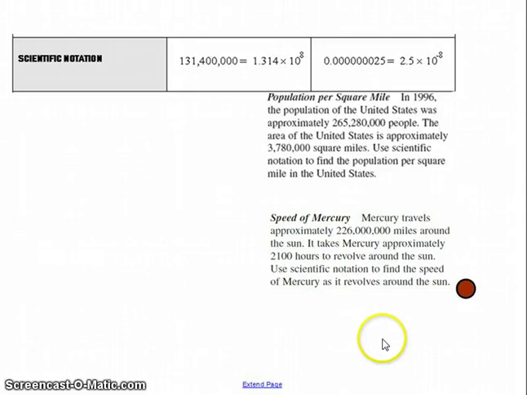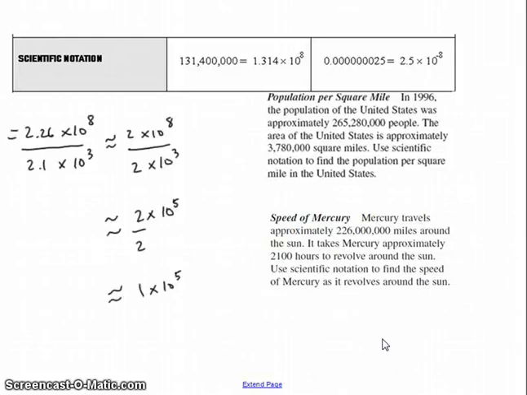Okay, in this case, I'm going to first show you the answer for the rough estimate. I changed 2.26 times 10 to the 8th to roughly 2 times 10 to the 8th. And similarly, 2.1 times 10 to the 3rd, I rounded off to be 2 times 10 to the 3rd. Notice these 2's cancel now and become 1, and 8 minus 3 is 5. I've got 1 times 10 to the 5th.